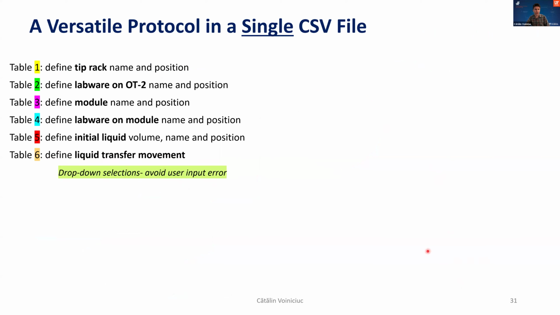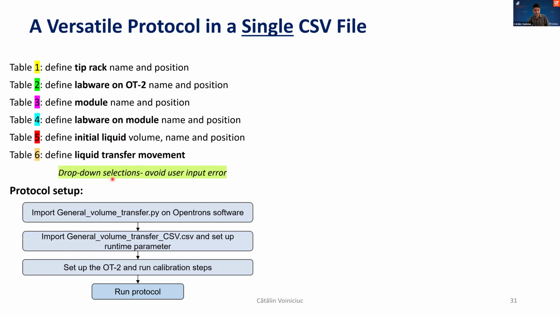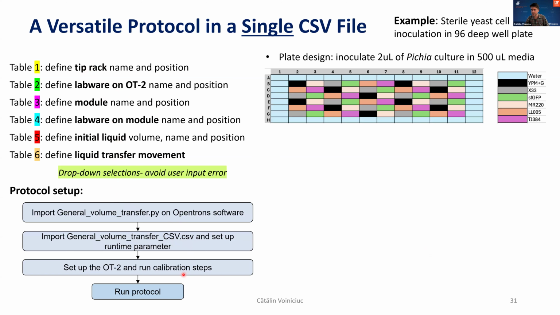So finally, I gave you a few examples of procedures that can be done, but really the protocols that we're going to publish require no coding skills. They contain tables that allow you to customize, for example, which tip you want to use, what labware, what initial liquid volumes you have, and what liquids you want to transfer and to where, with drop-down selection menus to avoid error. And you just load this CSV, or comma-separated value table, into the Opentrons software and run it. That is much simpler than what's currently available.